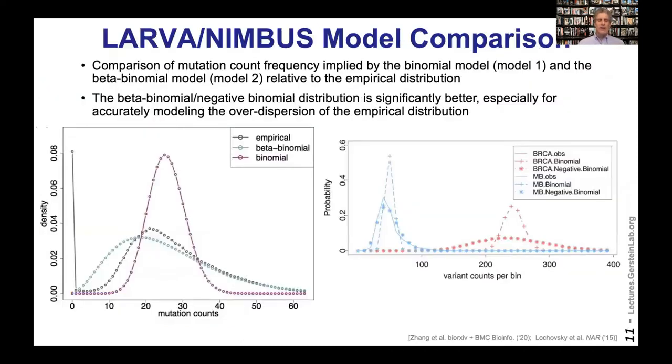So what do we get when we look at this? Well, here's, for instance, the empirical distribution of mutations in genomic bins. Here's the simple binomial model. It obviously doesn't fit very well. And here's our correction model. You can see it fits a bit better. And this is for the beta binomial. You can do the same thing for the negative binomial.